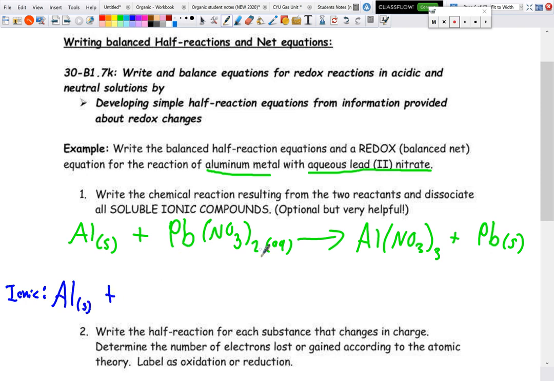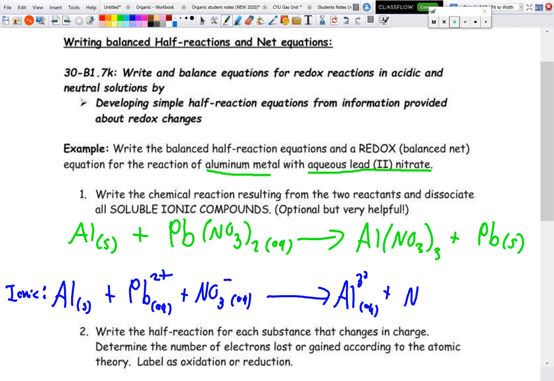So aluminum stays as itself. Now the solution of lead(II) nitrate, all nitrates are soluble. So that means it doesn't really exist as Pb(NO3)2, it exists as Pb2+ and nitrate. Once again, I'm going to leave this completely unbalanced, because everything will balance out later. And this is what it's going to look like.